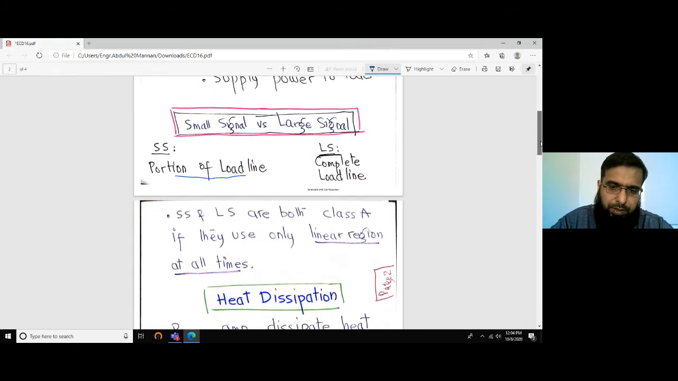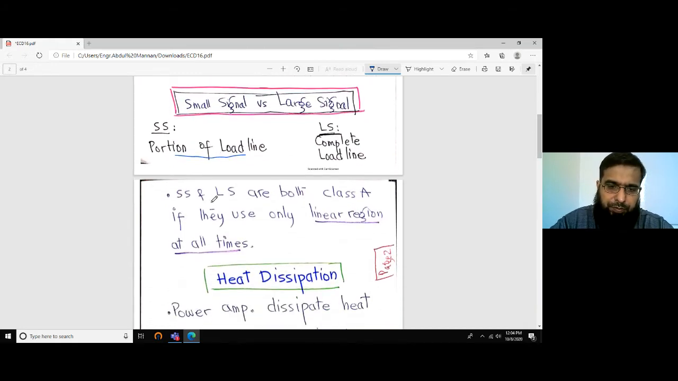Small signal and large signal amplifiers both are class A amplifiers. I have already discussed it. They both work in the linear region at all times. They don't go into saturation. If we draw these characteristic curves, they both operate in the linear region. So suppose we are working with this IB, they both work in this region, the active region. We'll discuss it further as we move ahead.